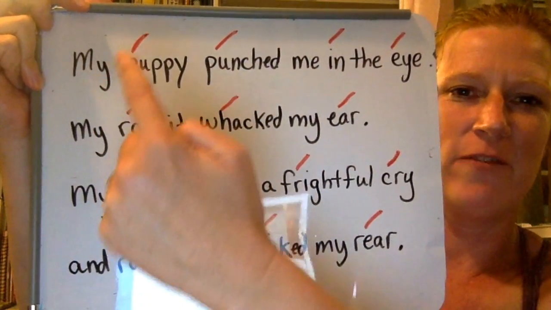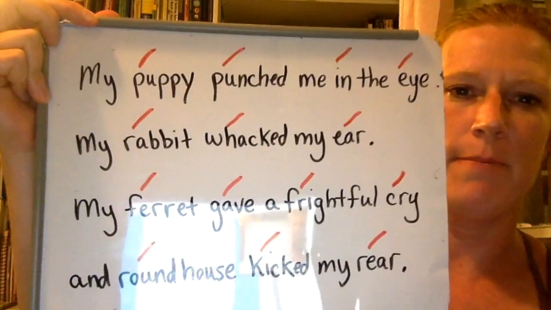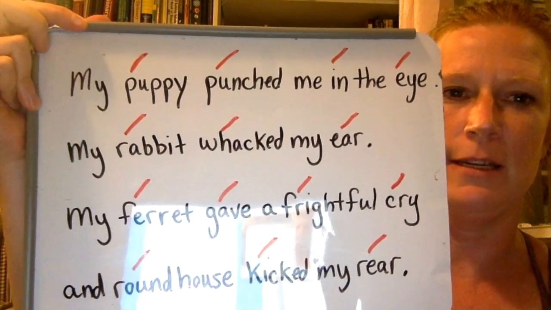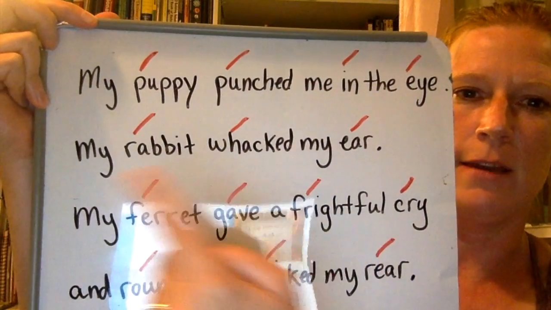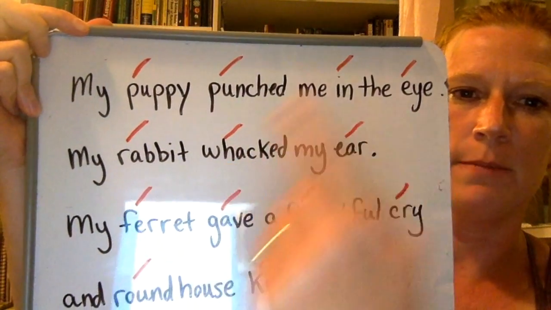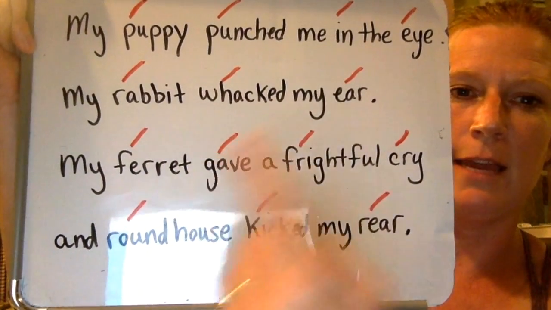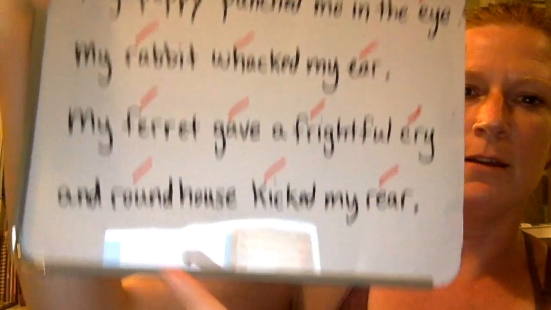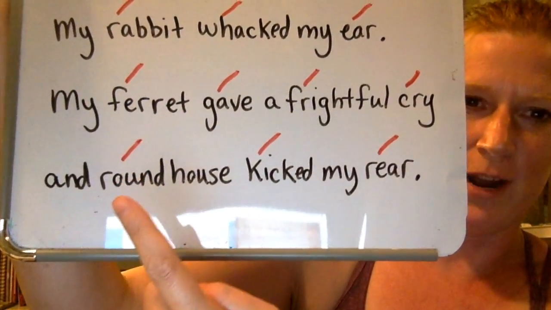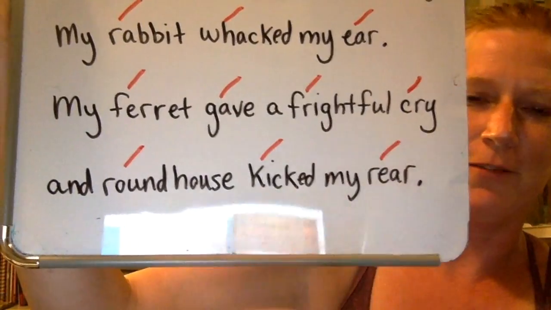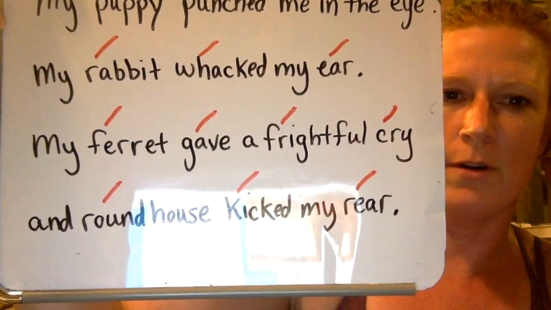Okay, notice we have 4 in the first line, 4 stresses, 1, 2, 3, 4. My puppy punched me in the eye. Then we have 3. My rabbit whacked my ear. Then we have 4. My ferret gave a frightful cry. Then, roundhouse kicked my rear. That's 3. Okay, 4, 3, 4, 3.